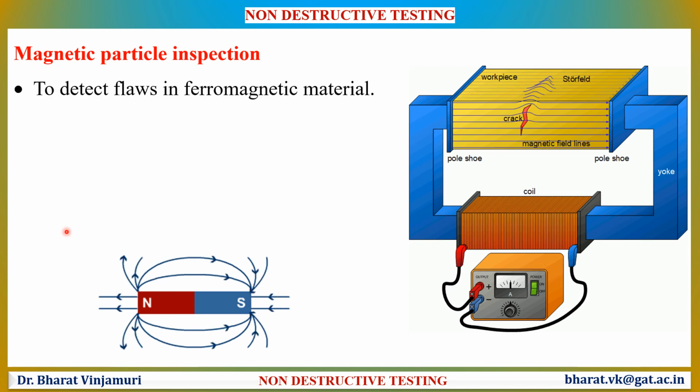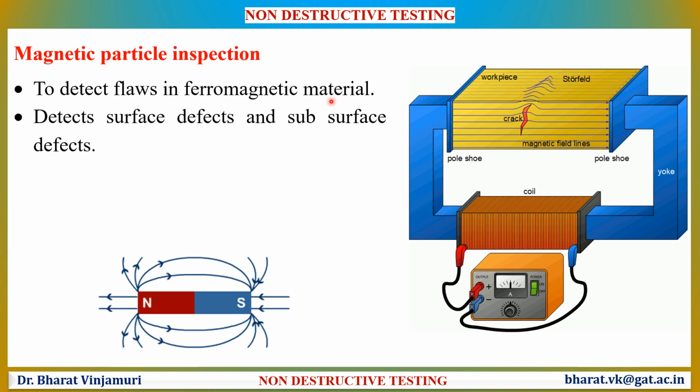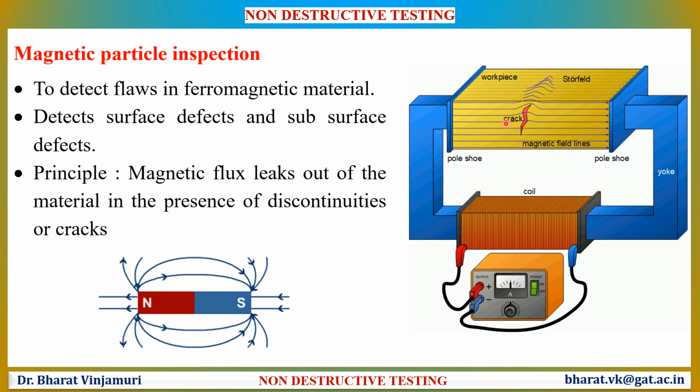Magnetic particle inspection is mainly used to detect the flaws in ferromagnetic materials. It has the capability of detecting the surface defects as well as subsurface defects. Unlike the previous process, the flaws which are below the surface can also be detected by using this process. This process basically works on the principle of magnetic flux, which leaks out of the surface in the presence of discontinuities.